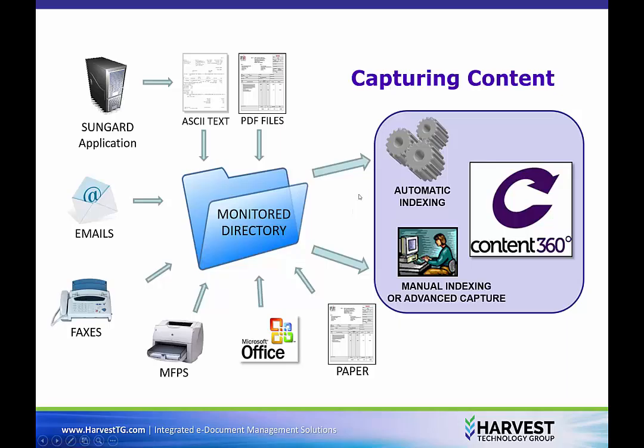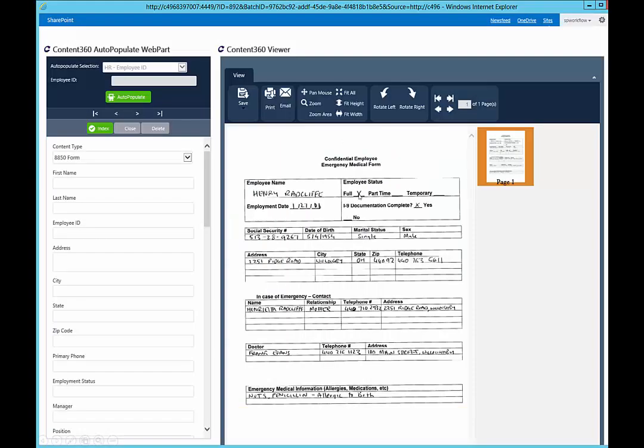And I'll show you how we use SunGard information to be able to make that process as fast as possible as well. So in this example, another human resources example, I've got an emergency medical form for Henry Radcliffe. I've scanned it in using a multifunction device or maybe a scanner attached to my desk. And now I need to store it inside Content 360, and I need to tell Content 360 what it is. So I could go in and start typing in this information, right?